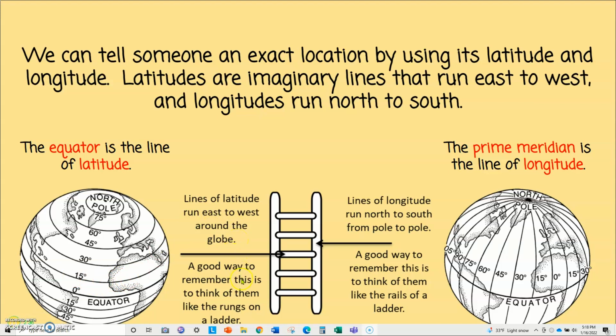A good way to remember this is to think of them like the rungs on a ladder. It's latitude, but we say latitude. And so you think of those rungs on a ladder going sideways like this.